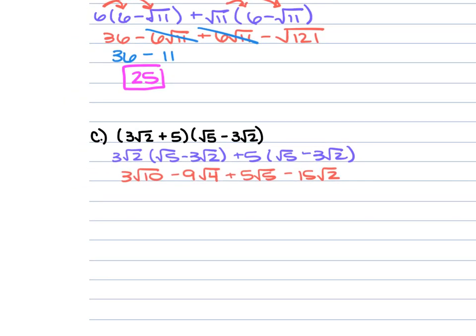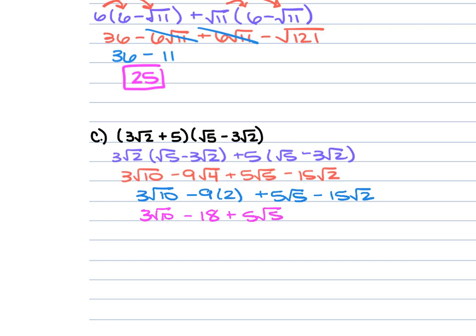So we simplify this further. The 3 square root 10 cannot simplify, we leave it. The negative 9 times the square root of 4 is negative 9 times 2. The 5 square root 5 is going to stay. And same with the negative 15 square root 2. We simplify this even further to give us 3 square root 10 minus 18 plus 5 square root 5 minus 15 square root 2.